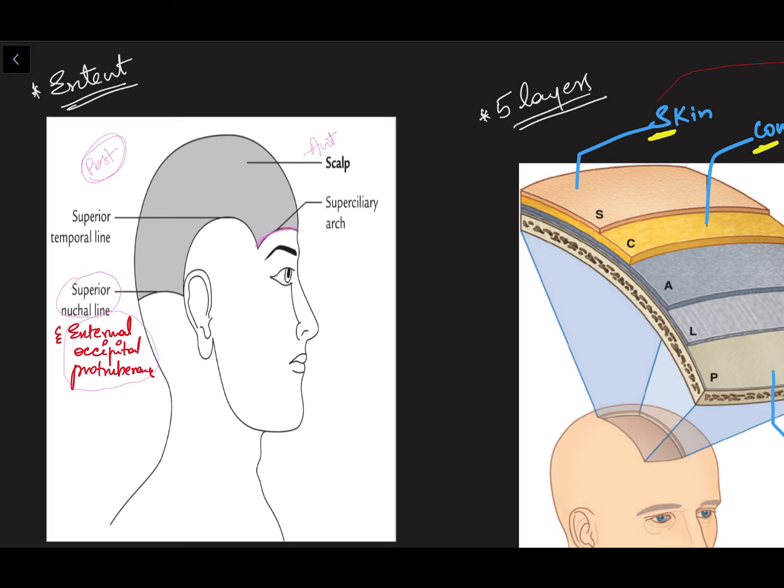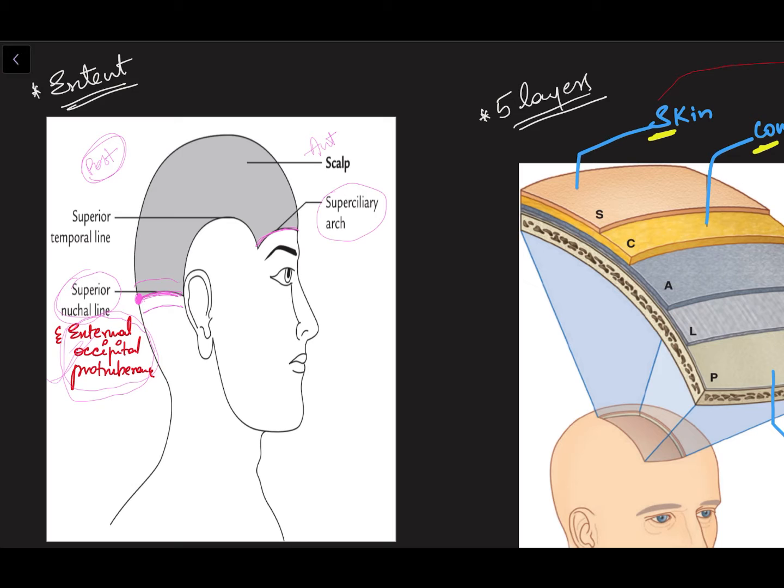Usually on the occipital bone there are three lines: the highest nuchal line, the superior nuchal line, and the inferior nuchal line. The scalp is attached to the superior nuchal line, which is present at the posterolateral aspect. The external occipital protuberance is the central aspect of it, right? So that is what the external occipital protuberance is. Anteriorly the superciliary arch, posteriorly the superior nuchal line and the external occipital protuberance.